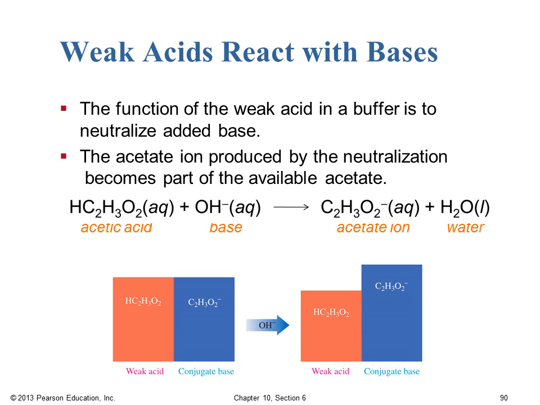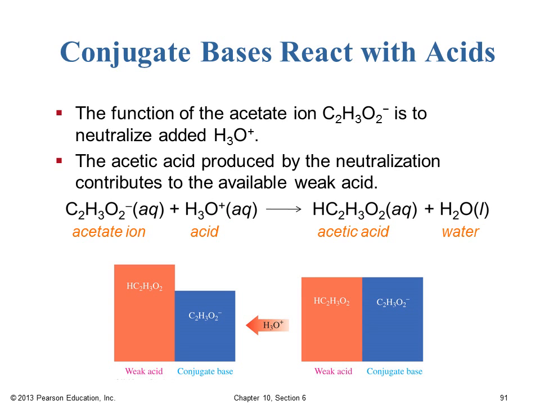And so the function of the weak acid is to neutralize any of the base that could be added to the solution. If you add base, you're going to have OH minus present, and that's going to react with the acetic acid, and that will be neutralized. The conjugate base is there to react with any acid, so if you add any acid, like H3O plus, that's going to react with the acetate ion. And so these buffers have both something to react with the acid and something to react with the base, to neutralize them and to prevent any large changes to the buffer solution.